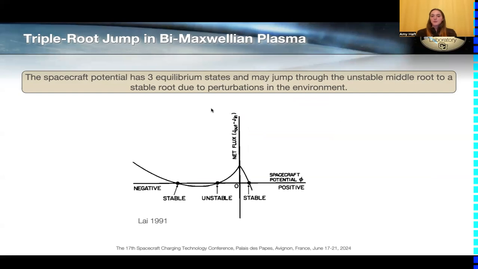So this alludes really well to the concept of the triple root jump, which occurs naturally in a bimaxwellian plasma. The triple root jump is the concept that a spacecraft potential has 3 equilibrium states and may jump through the unstable middle root to another stable root due to perturbations in the environment. It's important to note here that it's possible for the spacecraft to jump from a negative potential to a positive potential.